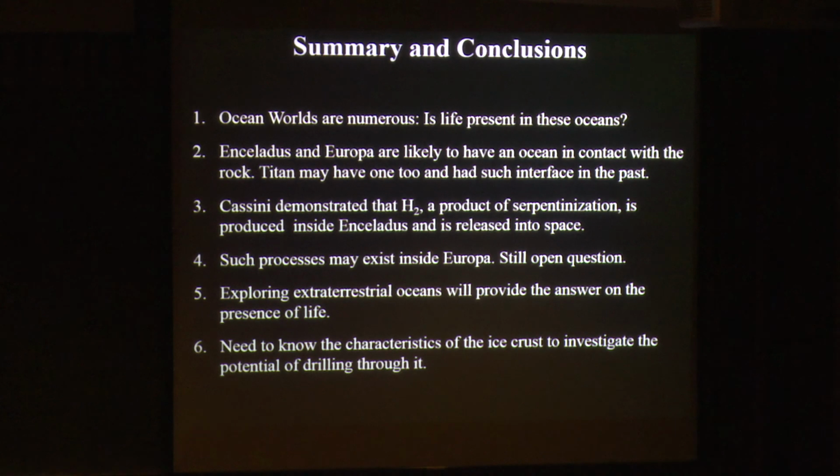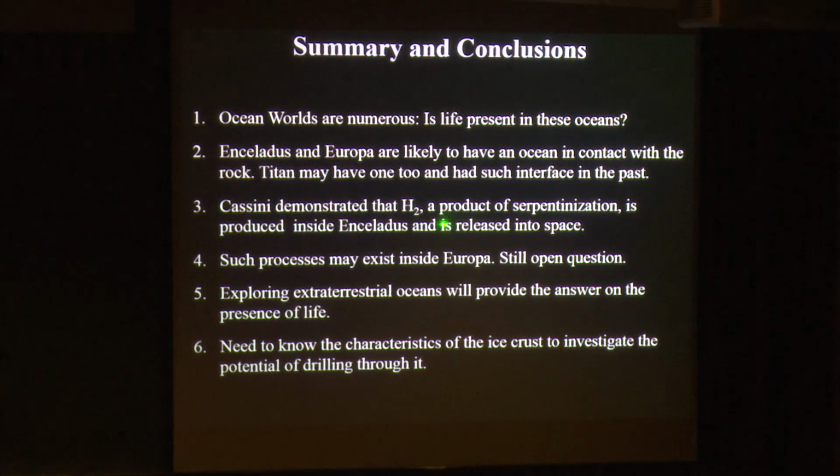Okay, so now is my summary and conclusions. I have 1 second. A lot of ocean worlds have been discovered in the last 30 years, and the question is whether life is present in these oceans. Enceladus and Europa are likely to have an ocean in contact with a rock, which makes them more interesting, for example, than Ganymede or Titan. Also for Titan, it may be the case that the ocean is in contact with a rocky core as well, and actually it was in contact in the past.